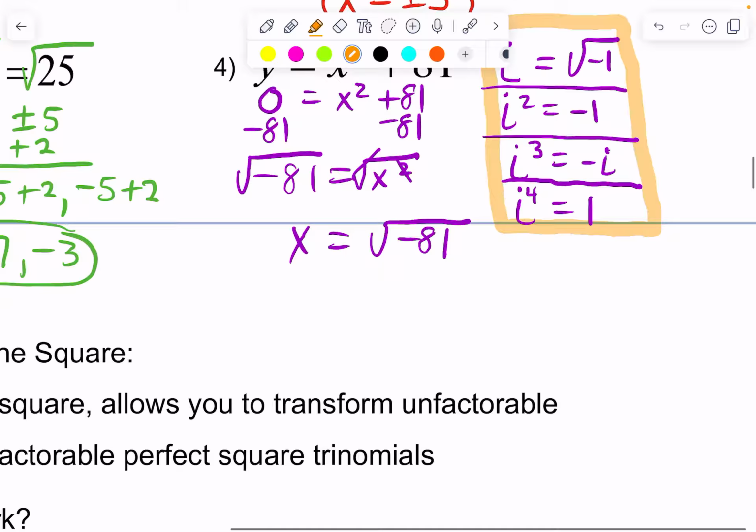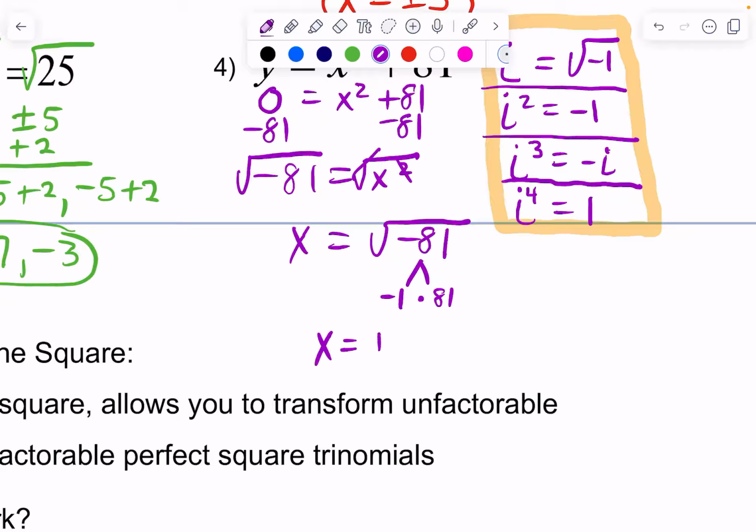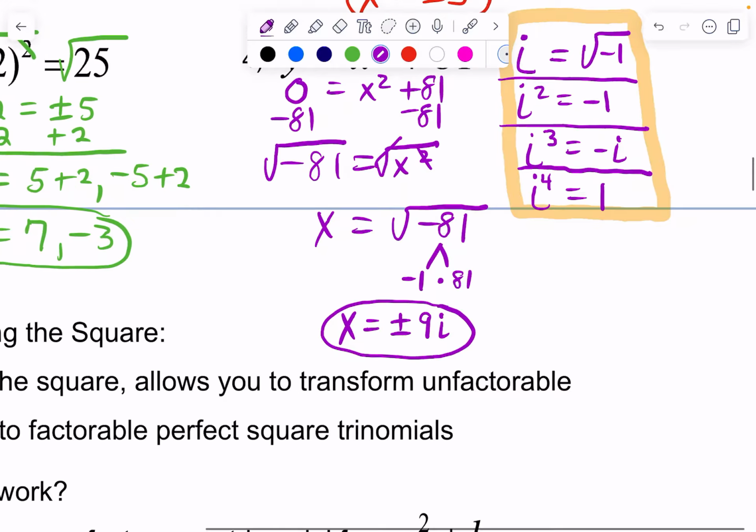So I've got here the square root of negative 81, which can be broken down into negative 1 times 81. The square root of negative 1 is i, so x will equal plus or minus 9i. And there you have it. So no longer will you have to put no solution if you have a square root that has a negative value inside of it, for you can take out that negative 1 as an i.